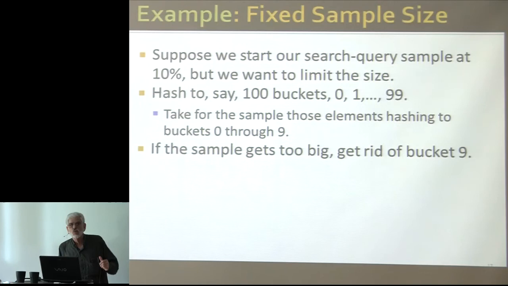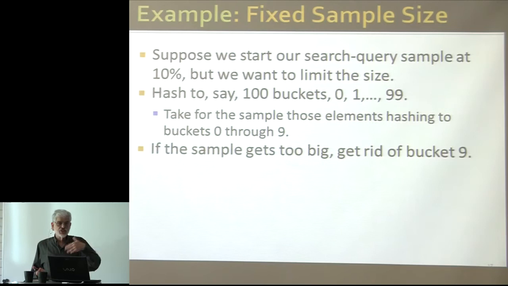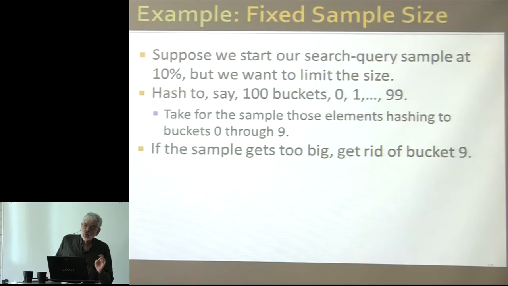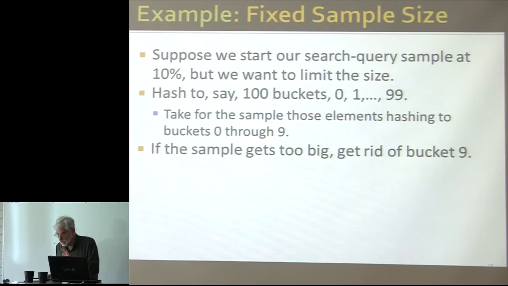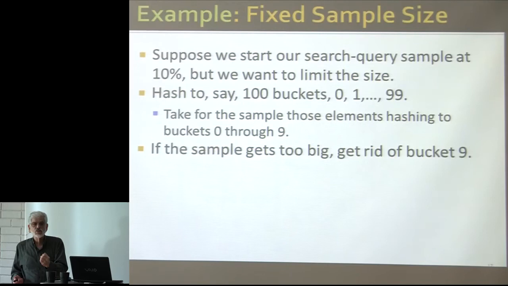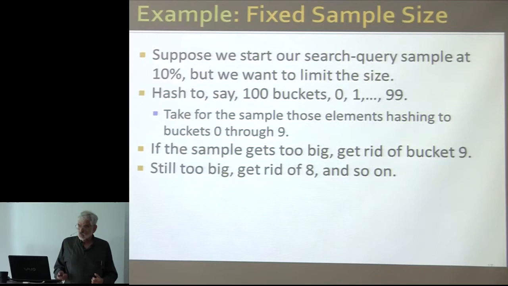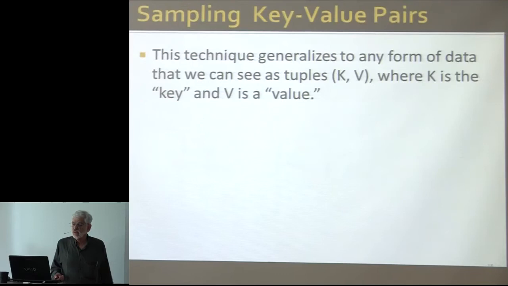Well, I can do that because I can rehash everything in my sample, or I can keep the hash value along with every sample element that I've taken. And I simply throw out of the sample everything that hashes to bucket 9. And I maintain this idea that I'm only keeping an element in my sample if I keep all identical occurrences of that element in the sample. If I need to get rid of another bucket, I can say get rid of 8 and I keep going.